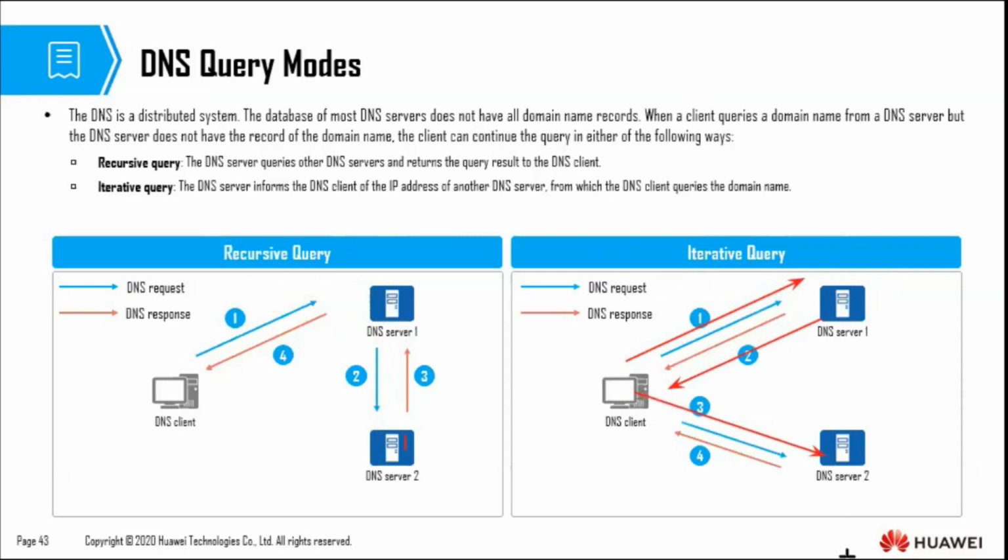Hey, what's the IP address of Huawei.com? The Google server has it, so it returns 2.3.4.5, like that. So we got the difference between recursive query and iterative query.